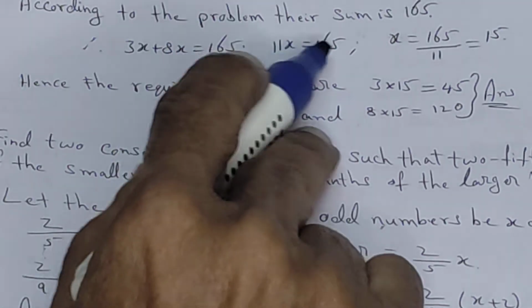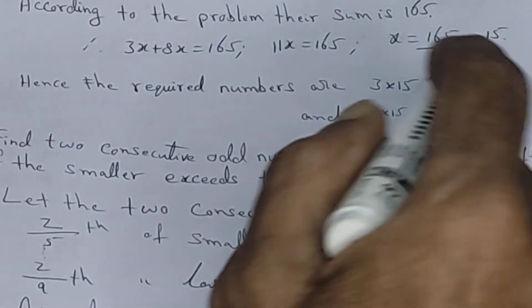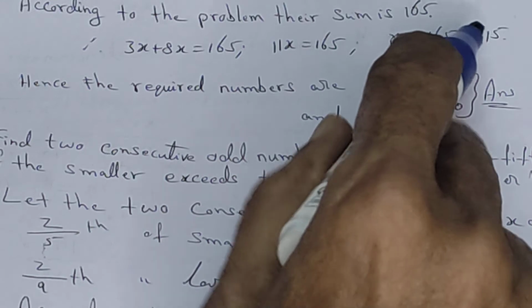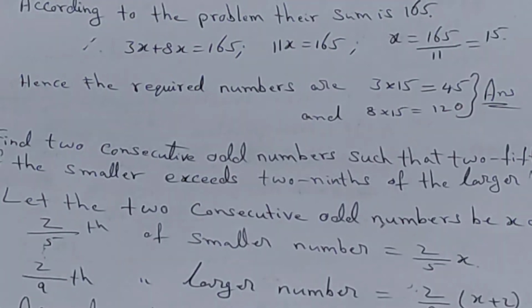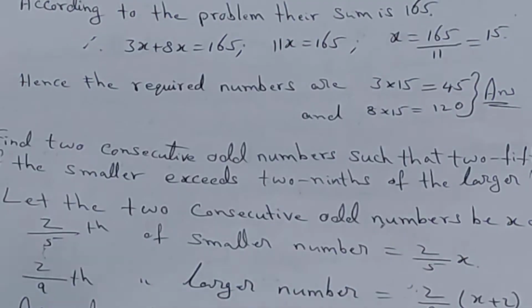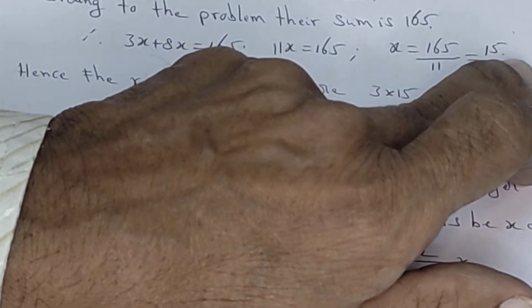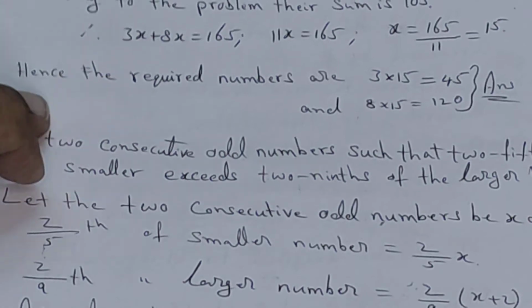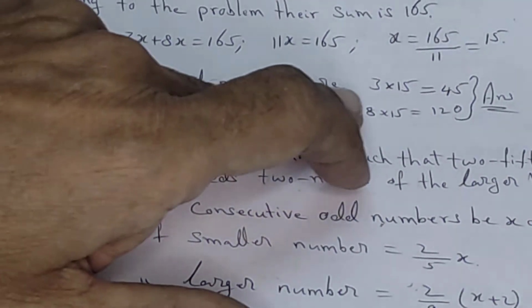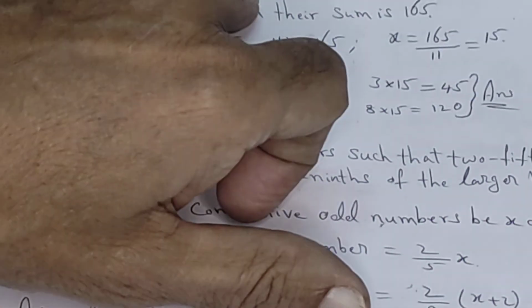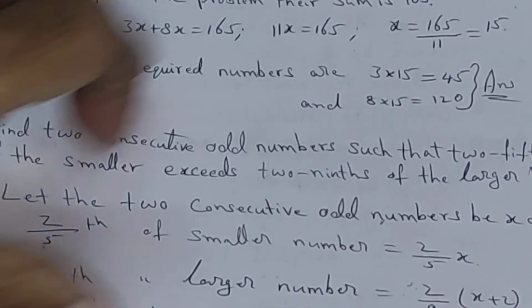Dividing both sides by 11, what do I get? x is equal to 165 by 11, which is 15. Having got the value x equals 15, it becomes easy to find the numbers. What did we assume? That the numbers are 3x and 8x. We know x now. x is 15, so in place of x, I'll put 15.